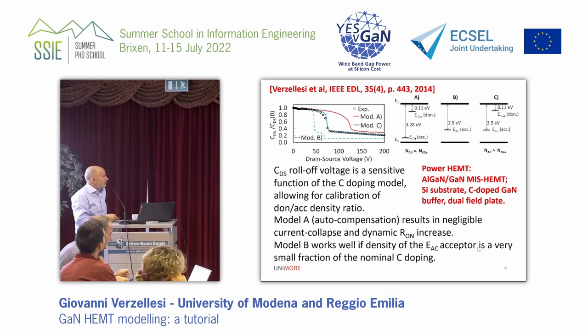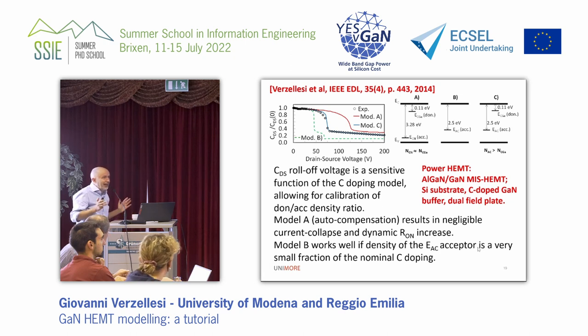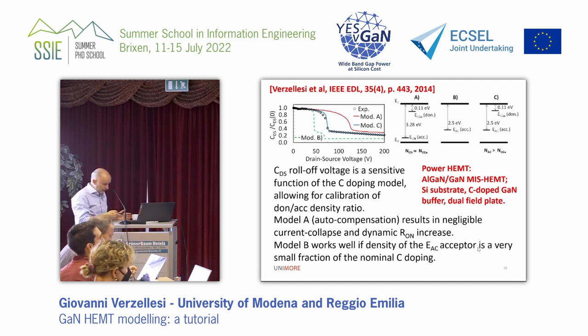And model A results in a negligible current collapse and dynamic Ron increase. Actually, in some devices, we were able to reproduce experimental results using model A, because those devices had no appreciable carbon related trapping signature. But it was probably a coincidence. It was basically a misinterpretation of experimental results that led to an error in the simulation model.